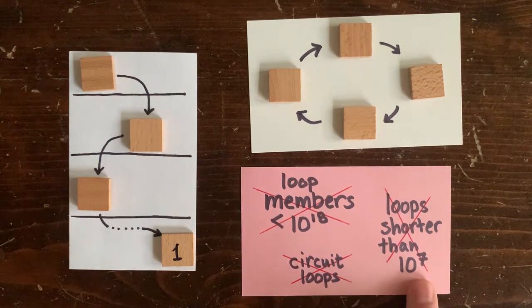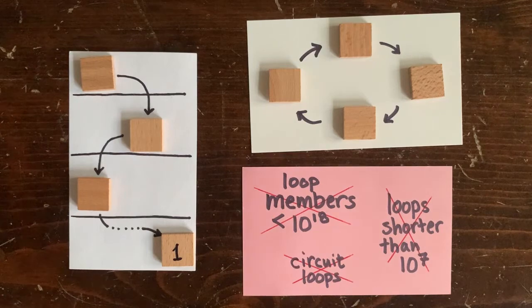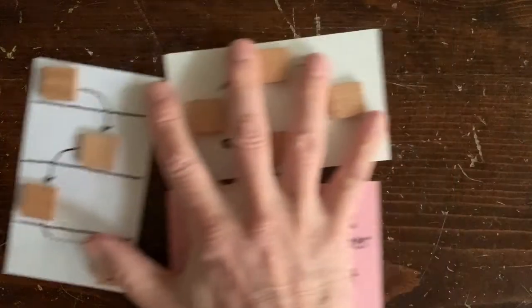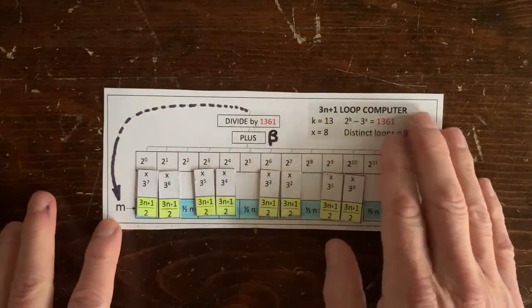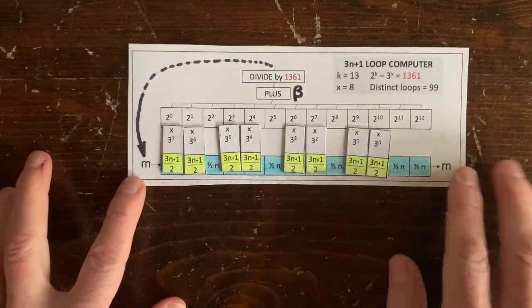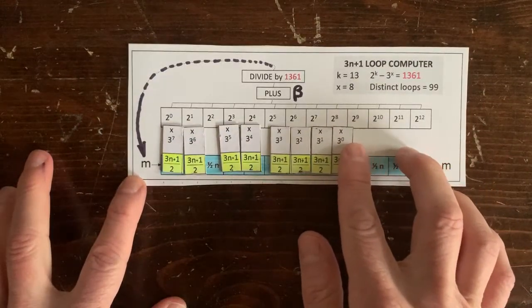Also, there's no loop with fewer than 10 million members. And we know that there's no circuit loops that go up and up and up, and then down and down and down. So in this episode, we're going to rule out a bunch of other types of loops. So let's start with a reminder of why there's no circuit loops.